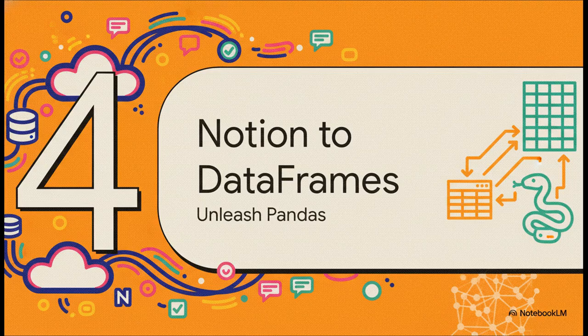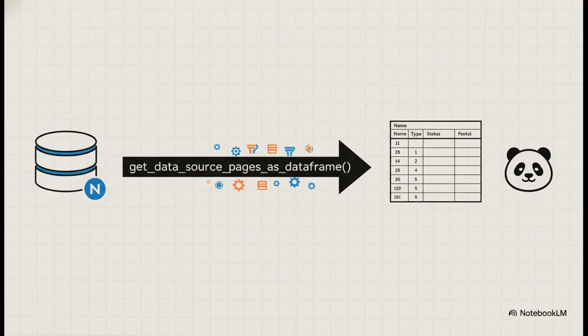Okay, let's talk about one of my absolute favorite features, especially if you're into data analysis at all. So picture this. You've got a Notion database packed with user feedback, or maybe all your project tasks. How do you get that data out of Notion and into Python so you can actually analyze it? Well, it's this simple. It is one single function call. Get_data source pages as data frame. And this one line does all the heavy lifting for you.